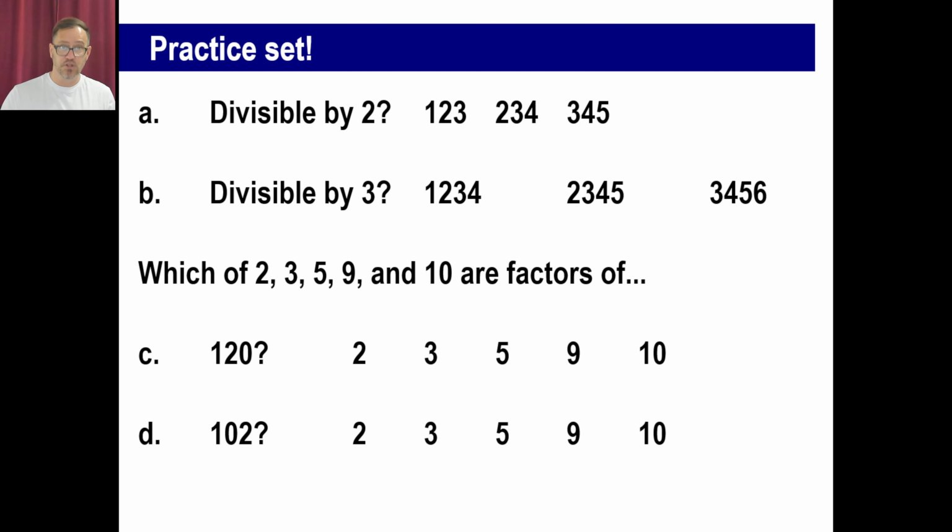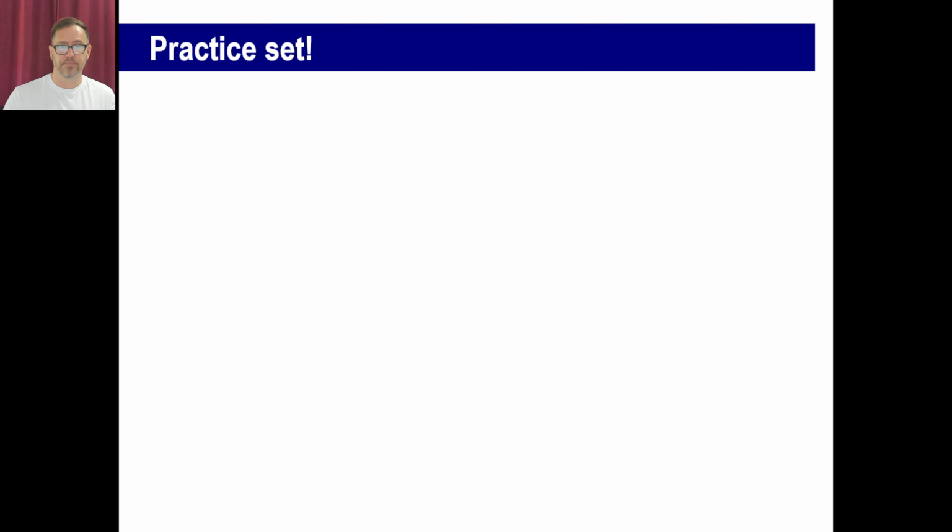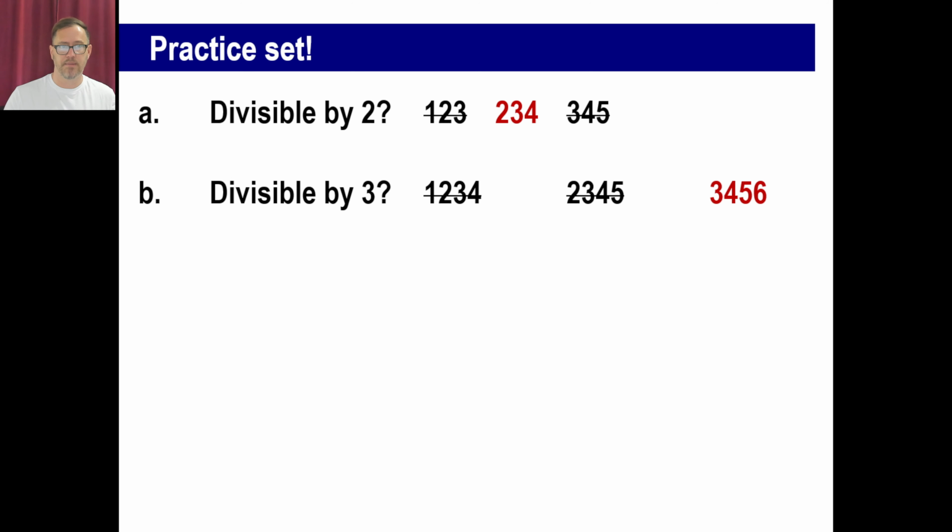All right, let's try this one. This is your practice set, so you can look at this screen if you want to and just do it this way, or you can go to your book and figure it out. But let's go ahead and pause it and try A and see what you get. Okay, divisible by 2. Just 234. That's it. It's an even number. Okay, try B. All right, B, divisible by 3. Only 3,456 is divisible by 3 because 3 plus 4 plus 5 plus 6 is 18, and that's divisible by 3. Okay, try C. Pause it.